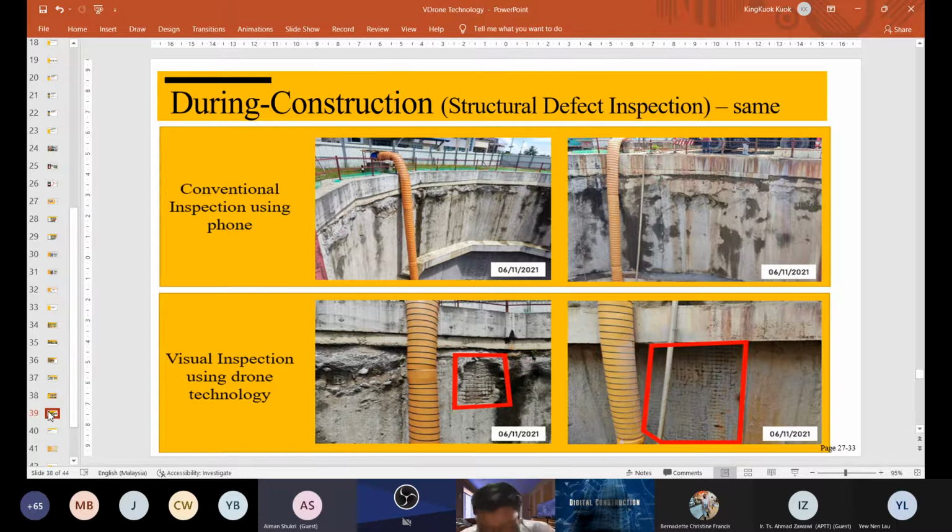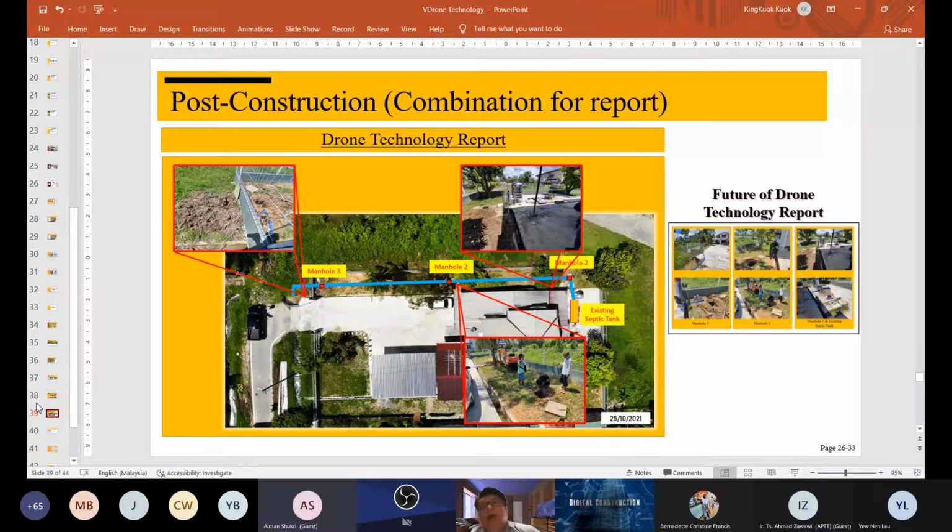Then after construction, we might need to prepare the as-built drawing. What do you call that? I have forgotten the term. Basically the usage of this is to tell people the as-built drawing. Yeah, as-built drawing.